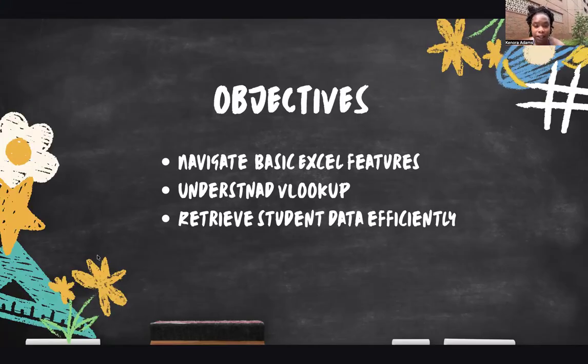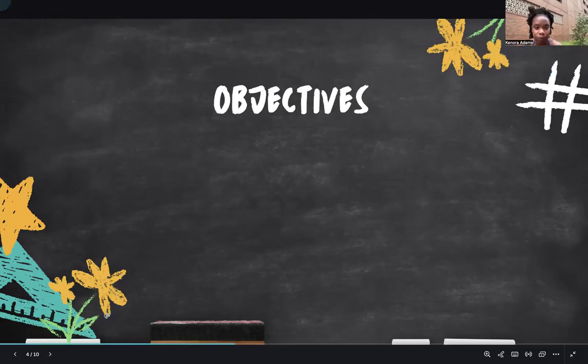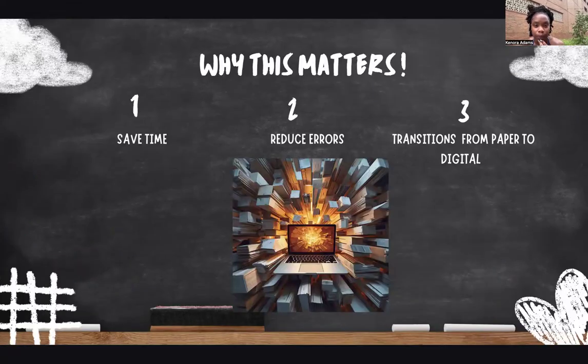So the objective is to navigate basic Excel features, understand VLOOKUP, and retrieve student data efficiently. So how can we streamline this process and make it a lot simpler than what it has been in the past? That's what we're trying to figure out. And why this matters is because it saves time, it reduces errors, and the transition from paper to digital is just more effective.